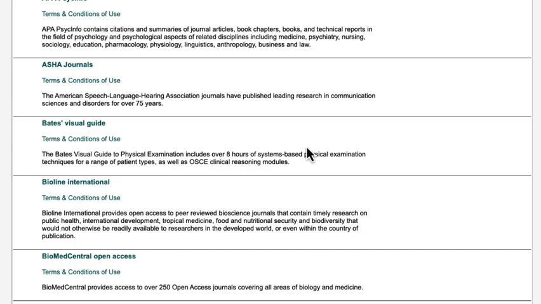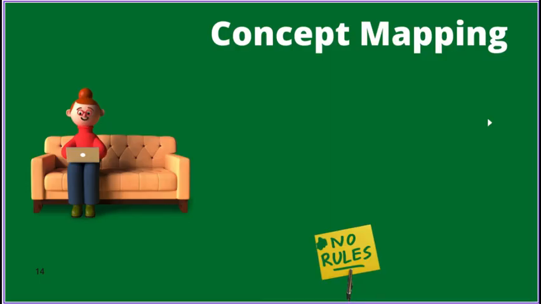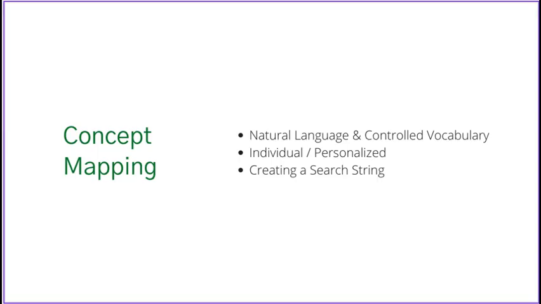Now that we've chosen the databases that we want to search, we have to plan how we're going to execute that search. And one way of doing this is through a concept map. For our concept mapping exercise, we're going to be using both natural language and controlled vocabulary. The thing to keep in mind is that concept maps are individual and personalized. The only person it has to make sense to is you.